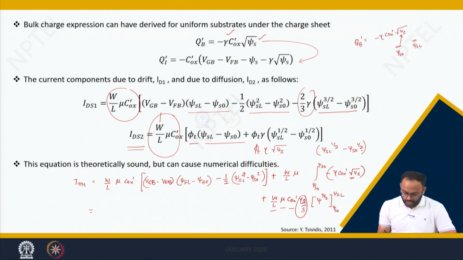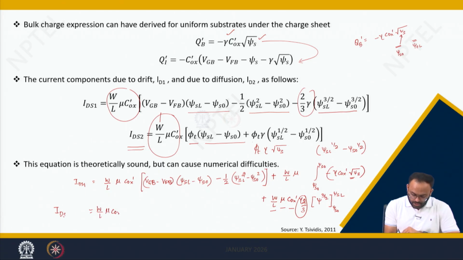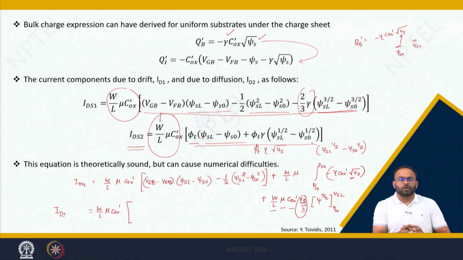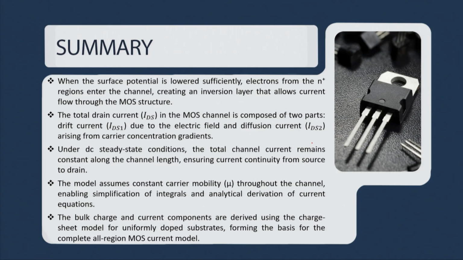If you want to write a closed form equation of IDS, you can take W by L mu into Cox dash common and just add the two parts, which will give you the closed form equation of IDS, which comprises all regions of operation.